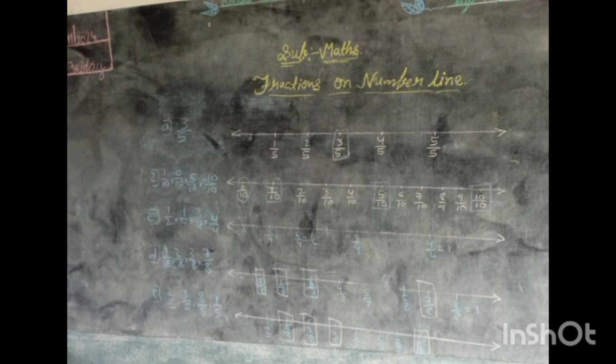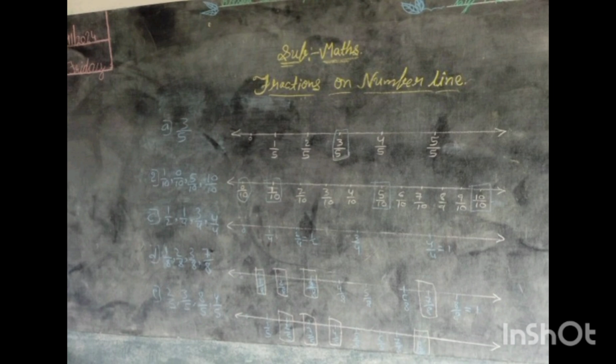Okay, next example: 1 by 2, 1 by 4, 3 by 4, 4 by 4. Here, except 1 by 2, all the given fractions have 4 as denominator. Okay, how to present these fractions on the number line?